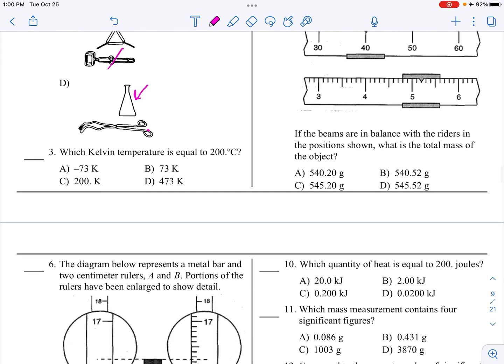Which Kelvin temperature is equal to 200 degrees Celsius? So I go to reference table T, and I see the formula Kelvin equals degrees Celsius plus 273. So 200 plus 273 is 473 Kelvin. All right.